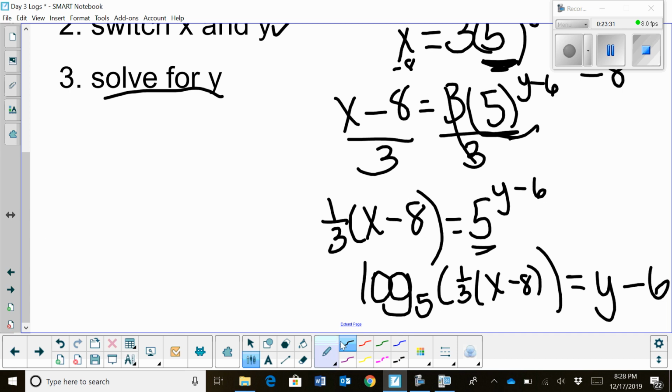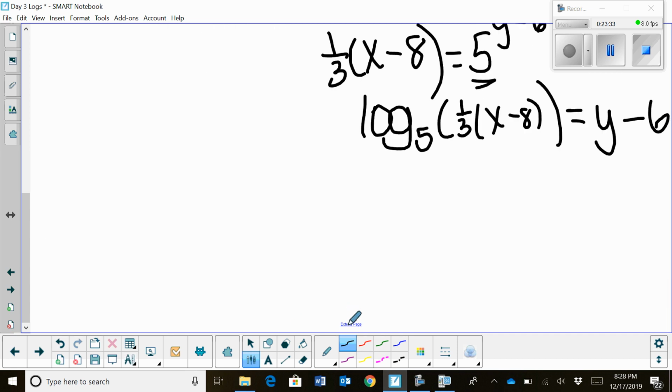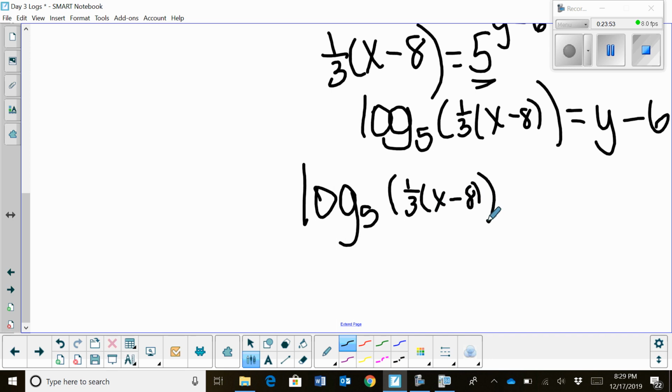Okay, have I got the y by itself? Not quite yet, but I'm close, because all I need to do now is move the constant. So let's write log base 5, and we could distribute that 1/3 if we wanted to, but I think it's fine just the way it is. We've got 1/3 times the quantity x minus 8, equal, then we've got to add 6 to get it away from the y, to get the y by itself. So plus 6 is equal to y.